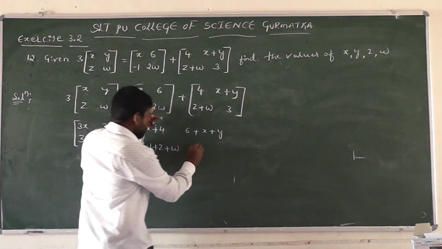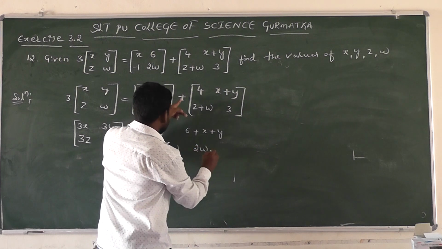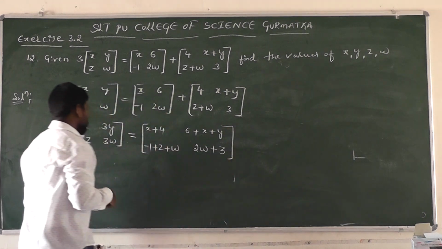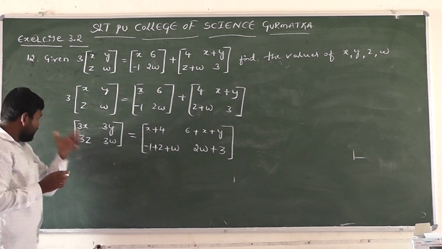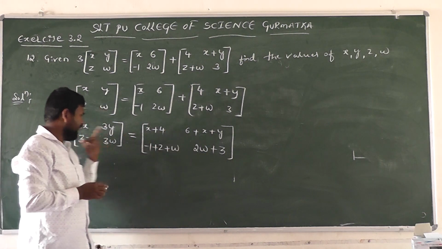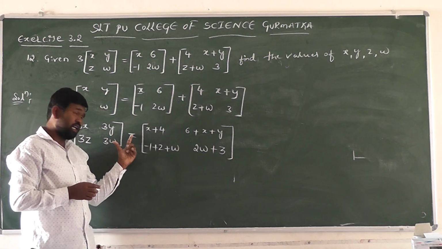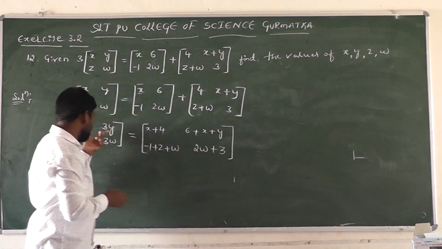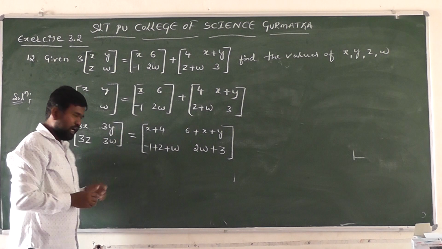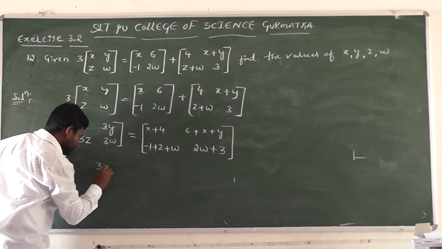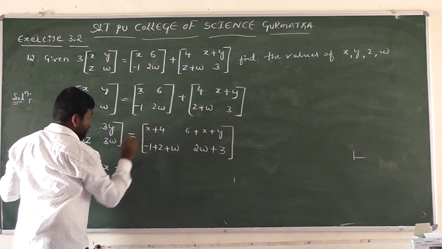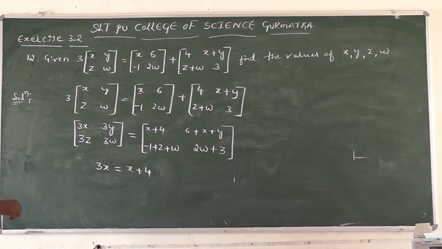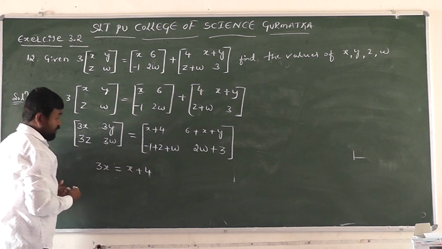Next, 2w plus the corresponding element, which is 3. Right? Here these two matrices are equal matrices, right? This matrix is of order 2 cross 2 and that matrix is also of order 2 cross 2, so the corresponding elements are also equal. Then 3x is equal to the corresponding element, x plus 4, right? Then we have to find the x value directly.